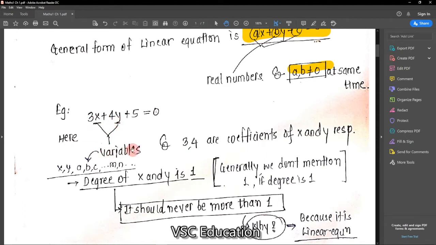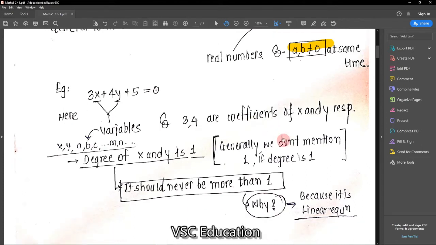Again, we can write letters like a, b, c, m, n rather than x and y. Okay, we can use a, b, c also instead of x and y. Okay, in the same equation, 3 and 4 are the numbers. These are the coefficients of x and y respectively.